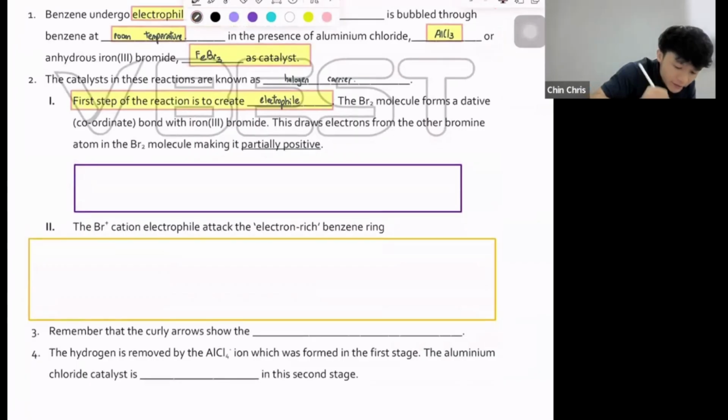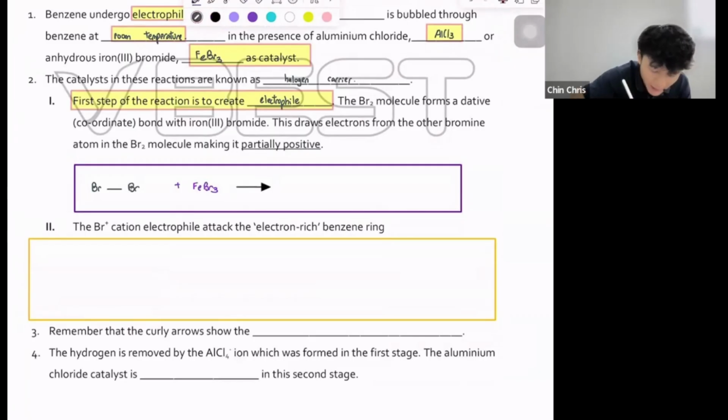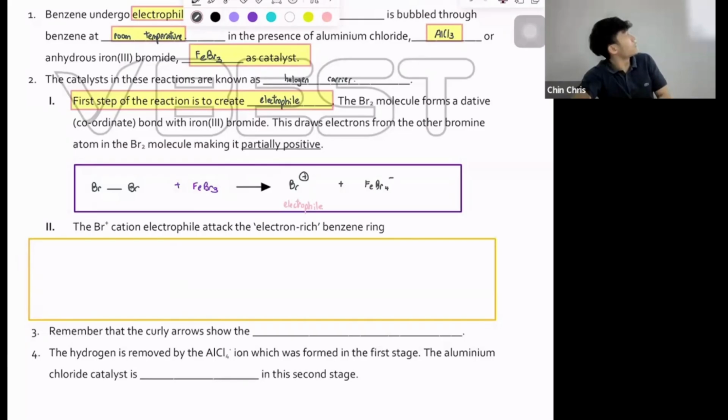So guys, let's say if you were to substitute a benzene ring with Br, I have Br2. Then if I add FeBr3, an electrophile will be created. So you get Br plus. Br plus is our electrophile, and FeBr4 minus. That's it. So the first step is to create an electrophile. Yeah, remember that.